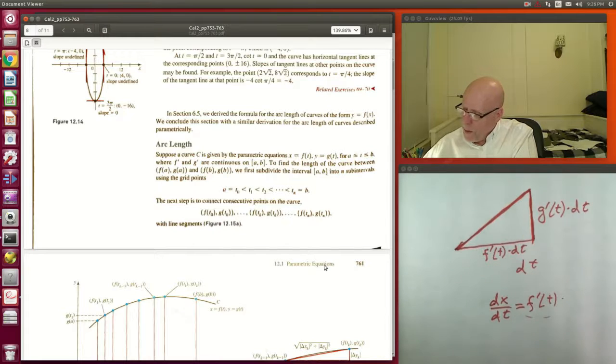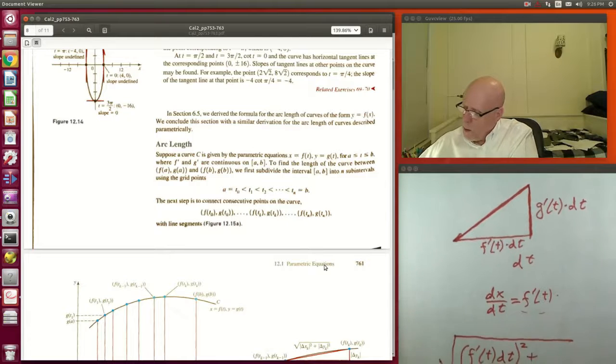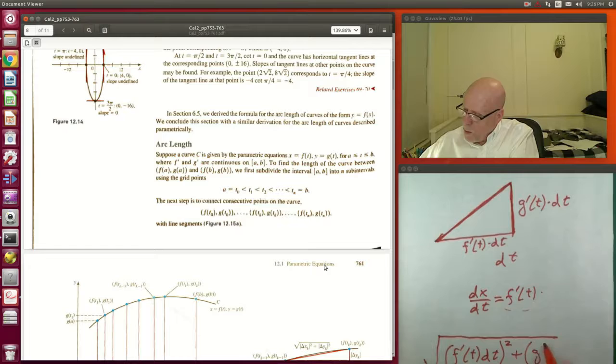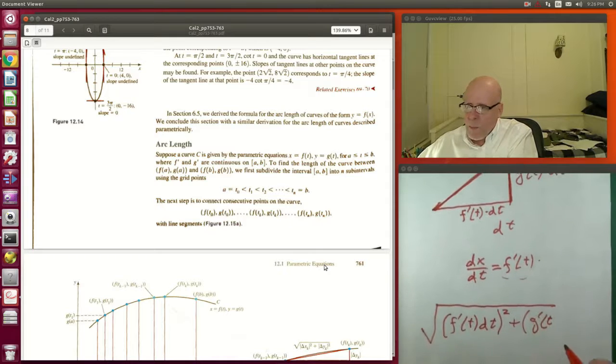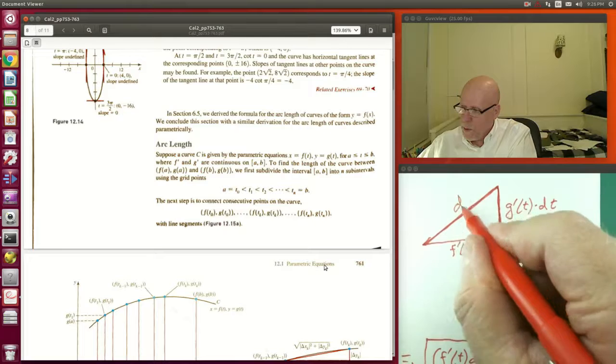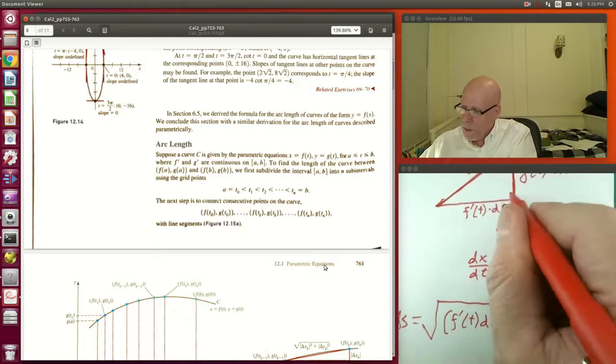Let's think about it. We should have the square root of the sum of the squares of those things. So that's (f'(t) dt) squared plus (g'(t) dt) squared. That's our ds. That's the hypotenuse of this differential triangle I'm trying to analyze.